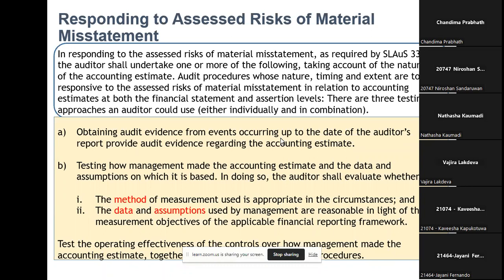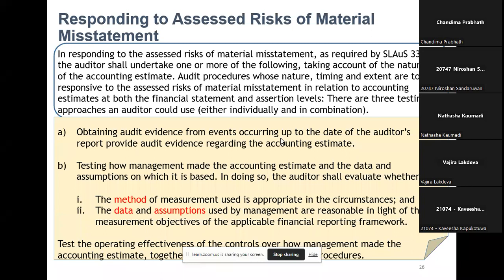If that is not there, then testing how management has made the accounting estimate. That is, what method or model they have used, the assumptions they have used, and the data that have been used for arriving at the accounting estimate. So number two is testing how management made the accounting estimate and the data and assumptions on which it is based. As an example, warranty provision. What is the method or model they have used, which is definitely an entity-specific model? Then the data they have used.